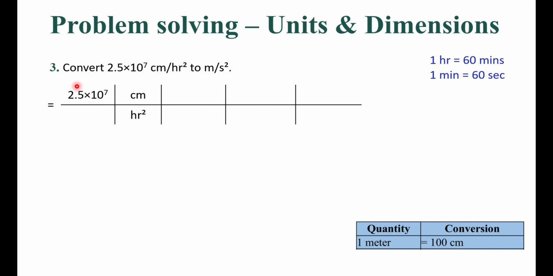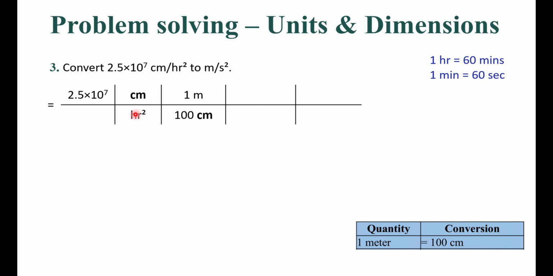Now in the table, the first cell I will fill with the numerical value. Second column I will fill with the respective units. In this case centimeter and hour square. Centimeter in the numerator and the hour square in the denominator. So hence I fill these values respectively here. Now in the first cell I will write the relationship for the centimeter. So the relationship between centimeter and meter is 1 meter is equal to 100 centimeter. So I have to fill either meter or centimeter here. Since I have the centimeter in the numerator here, I am filling the value of centimeter here. So 100 centimeter is equal to 1 meter.